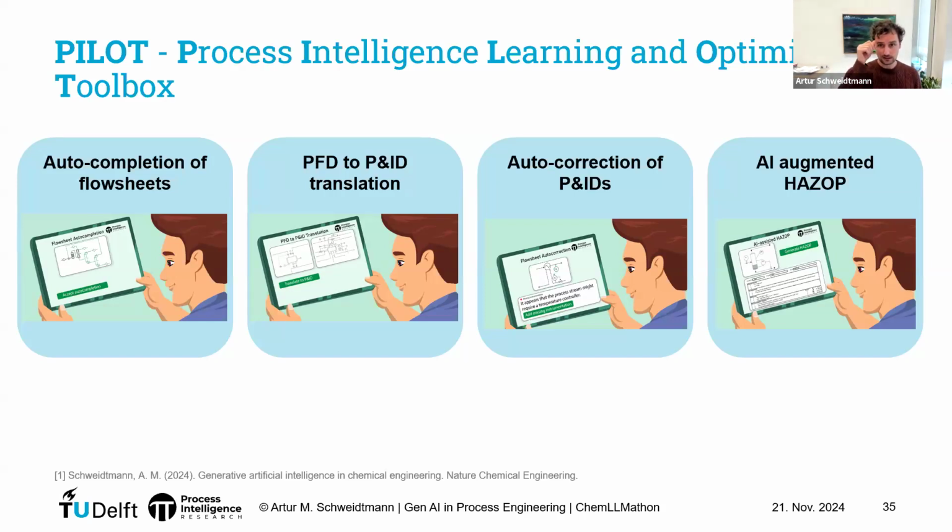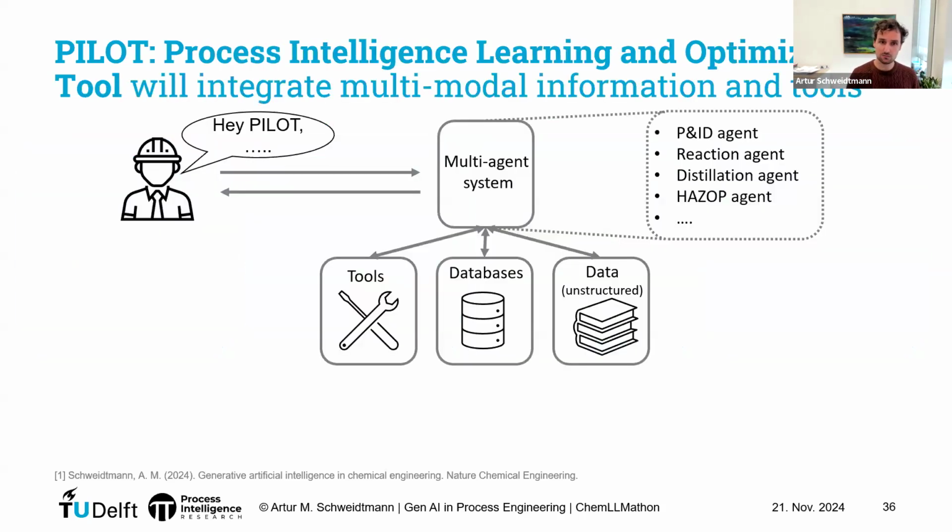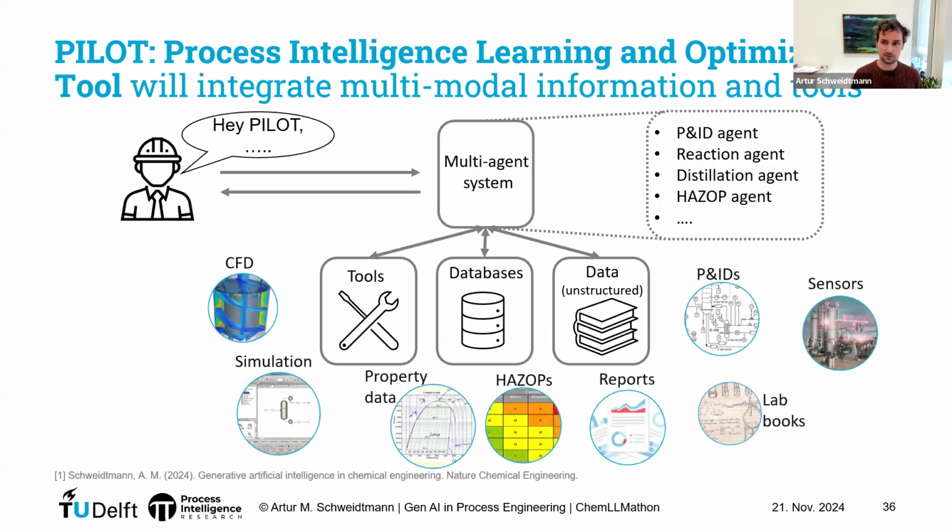So the goal is to have actually bigger models that can do multiple of these tasks together, and we leverage all the synergies. And actually what we developed is this pilot process intelligence learning optimization toolbox, where it's not only one big model, but we're talking about multi-agent architectures. So we're developing multiple agents for P&IDs, for reactions, distillation, HAZOPs, and so on. And we actually merge all of them together so they can talk to each other. And they're not only trained machine learning models, they're also able to use tools, databases, and data. So we connect them to simulation environments, to property data, databases, to reaction databases. We give them HAZOP data, reports, lab books, and all of that information. And we also have agents that actually work with time series data, with sensor data, combine that with the P&IDs, and so on. So I think there's a lot we can do when we leverage all of this together. So this is a bright future that we have.